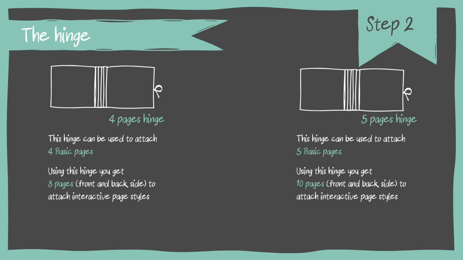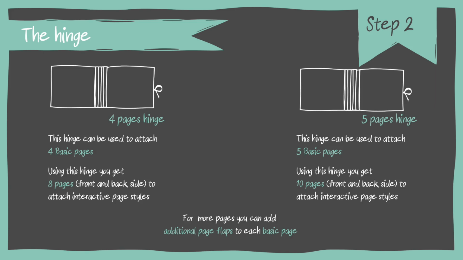And if you want to use the 4-page hinges, I just want to mention here that you already have 8 pages to add your interactive elements to, because you can of course use the front and the back side of each page. And in addition to that, you could also use the inside of the front and the back cover of the album. So that's 2 more pages actually on which you could also place your interactive page styles. So that means for the 4-page hinge, you can actually include 10 different interactive page styles. And then for the hinge for 5 pages, you can include 12 different page styles if you're also including your page styles on the inside of the cover.